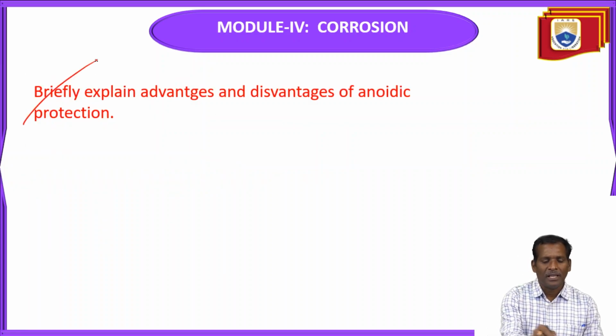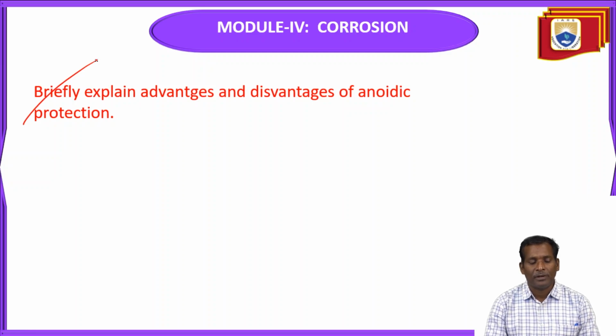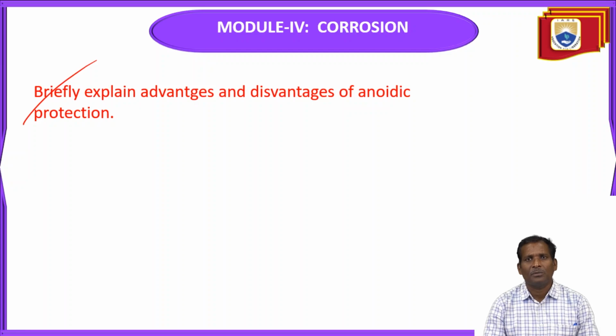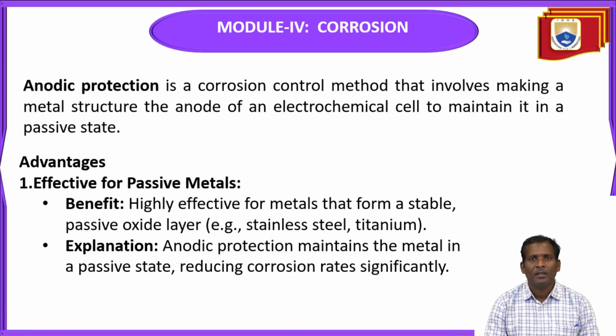Next question is, briefly explain the advantages and disadvantages of anodic protection. So anodic protection and cathodic protection we have already studied. Here it is asked to briefly explain the advantages and disadvantages of anodic protection only. So anodic protection is a corrosion control method that involves making a metal structure the anode of an electrochemical cell to maintain it in a passive state.